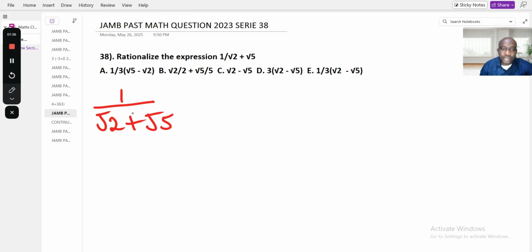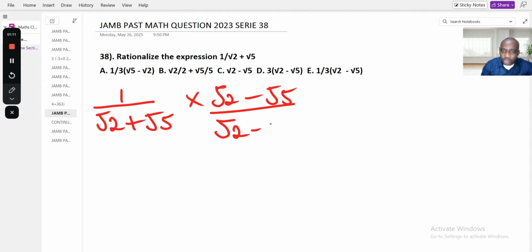Now, to solve a question like this, you need to multiply the numerator and the denominator by the conjugate. But we have a plus sign here. By the time you use it to multiply both sides, you are going to change this plus to minus. Therefore, let's write it like this. You multiply this by square root of 2 minus square root of 5. The numerator is also multiplied, the top and the bottom. What you just need to change is this plus sign to minus. Therefore, 1 multiplied by this one is going to give us the same thing.